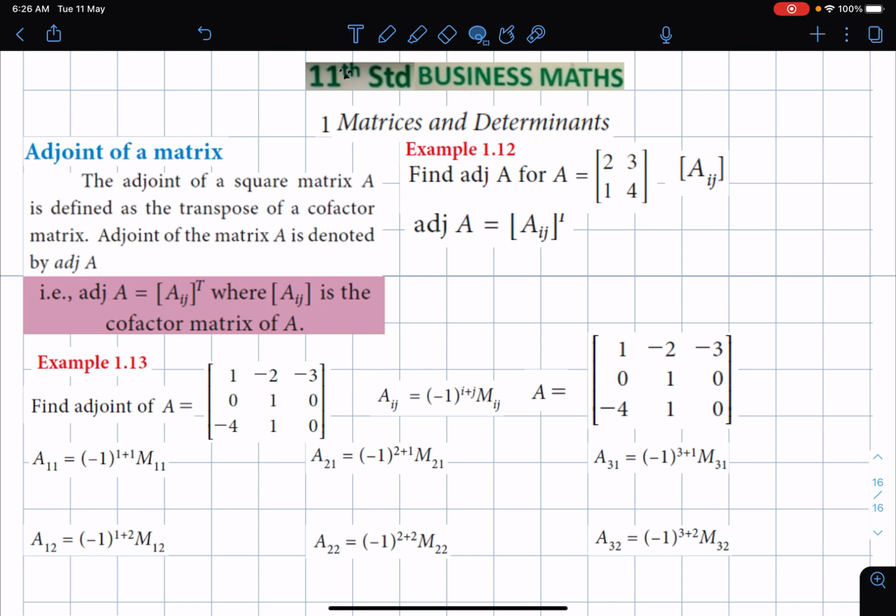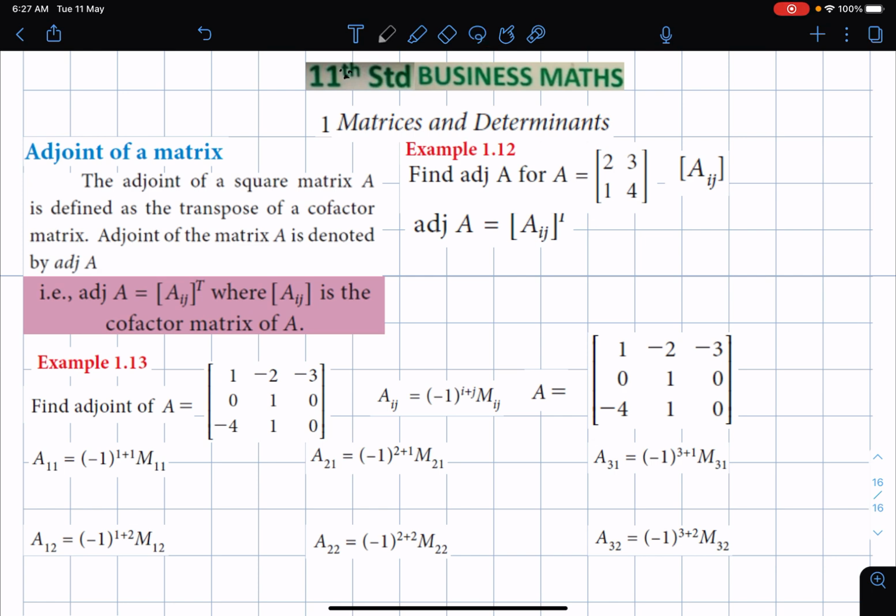In the previous session we have seen singular and non-singular matrix. Now we are going to see adjoint of a matrix. All these concepts are concerned with the inverse of a matrix, so we are proceeding towards inverse of a matrix. For that we need one more concept, adjoint of a matrix.